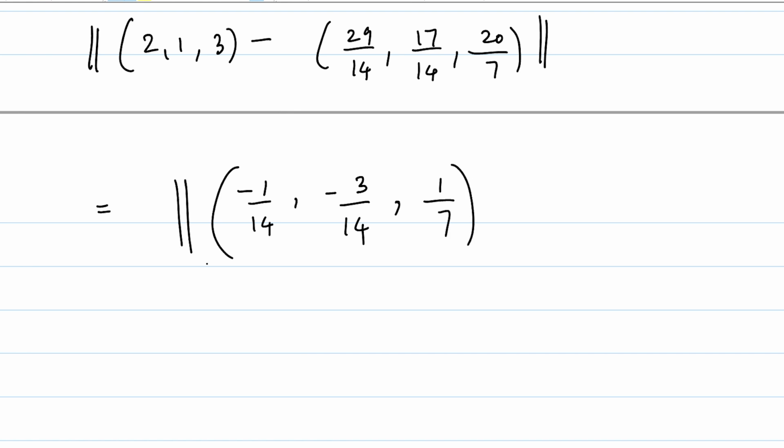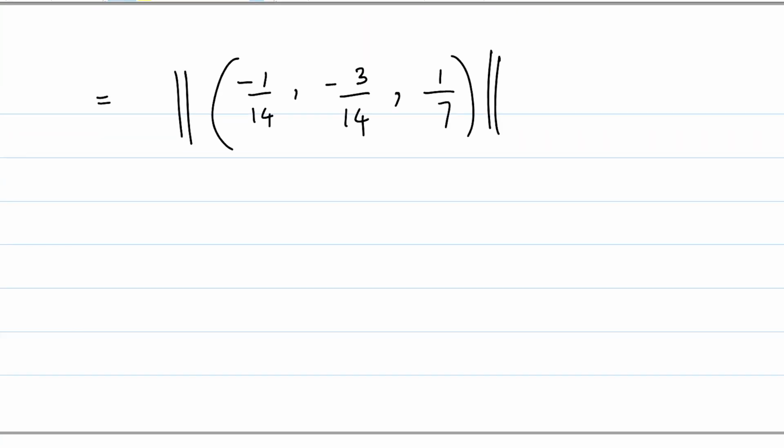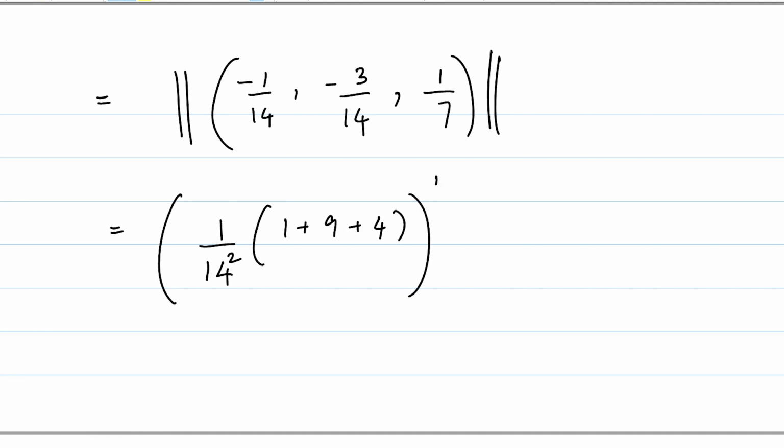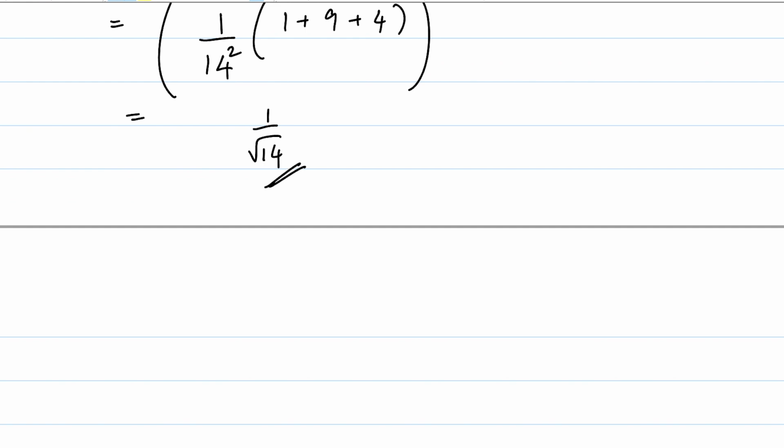The length of this is going to be equal to 1 by 14 times the square root of (1 plus 9 plus 4), which is equal to 1 by square root of 14. So this is precisely the length of our given vector to our given subspace.